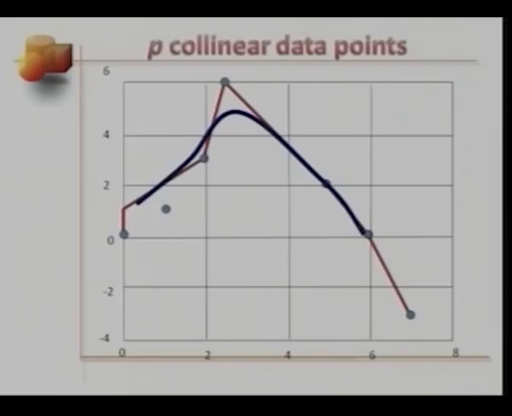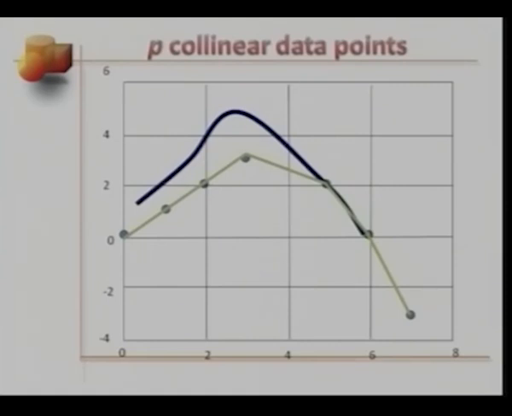Now what I've done is I have moved this point over here, I have moved this point over here, and I have moved this point over here, so that the first 4 design points now lie on a straight line. How do you think the curve would change in shape?